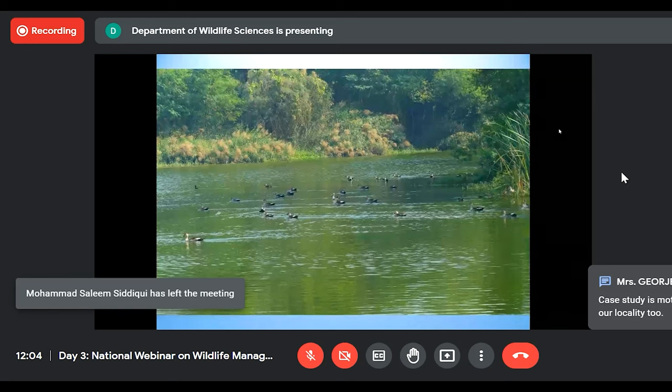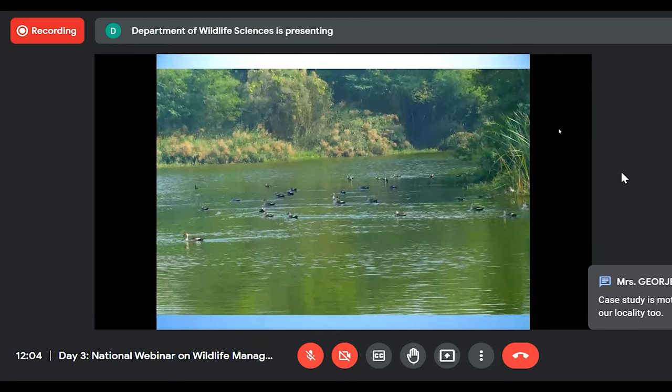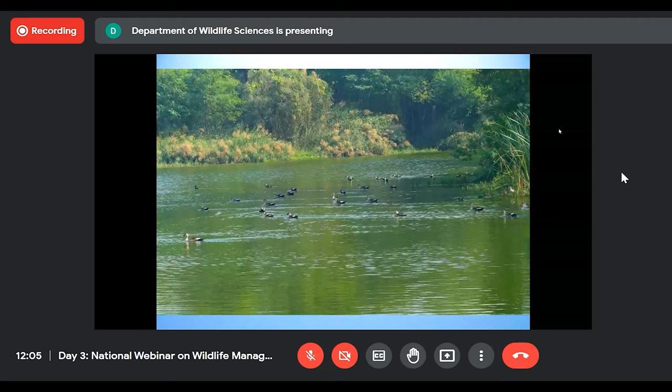Now you can see the same with the aquatic birds. These are all resident birds, spot-bills. But certainly we receive the red-crested pochard and other winter migrants, and summer migrants. So they are here. It is highly monitored, so we are monitoring this also. Next, please.